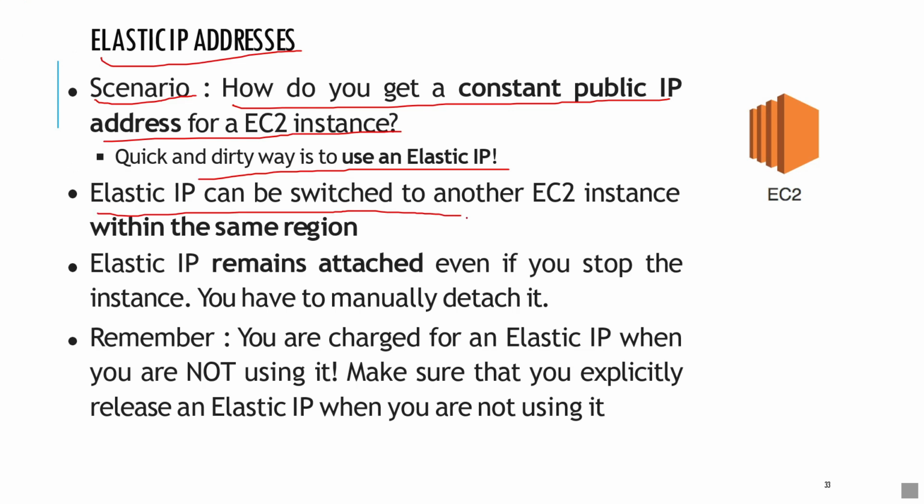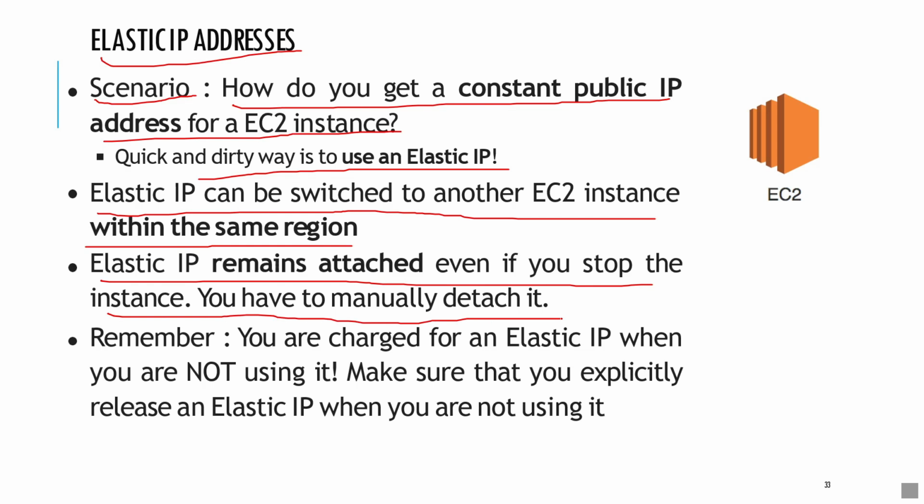An Elastic IP can be switched to another EC2 instance within the same region. For example, if you have two instances in a region, we can switch the Elastic IP between those two instances. An Elastic IP remains attached even if you stop the instance. For example, if we have stopped an EC2 instance, the Elastic IP remains attached to it. Whenever we want to remove the Elastic IP, we have to manually detach it.